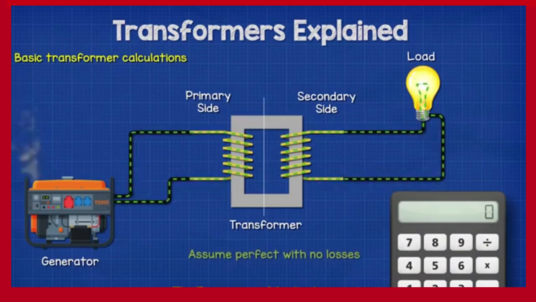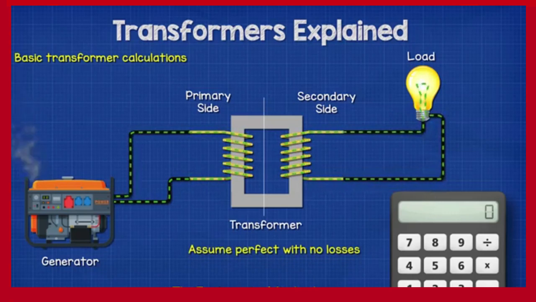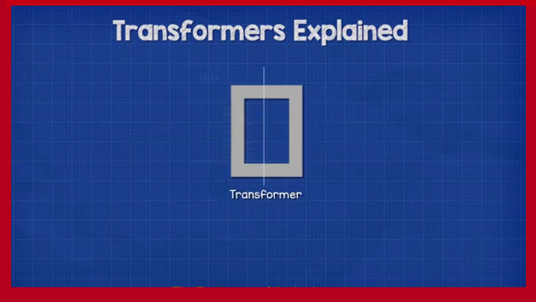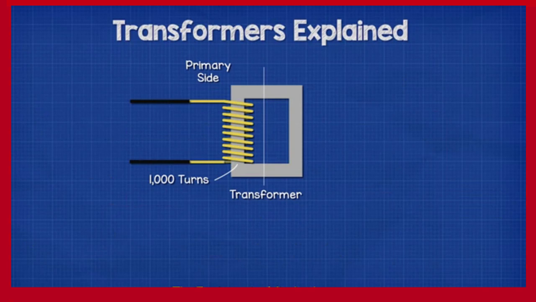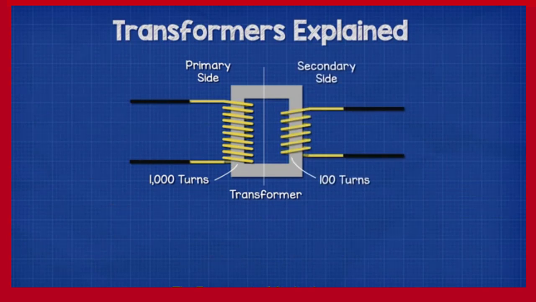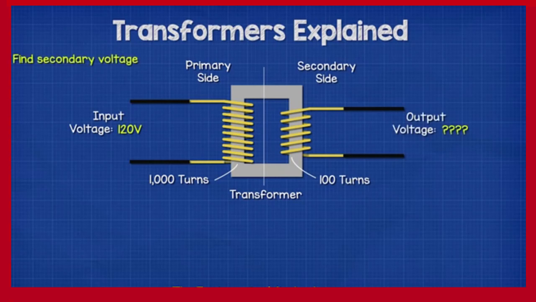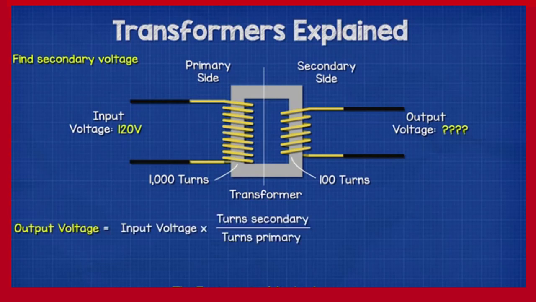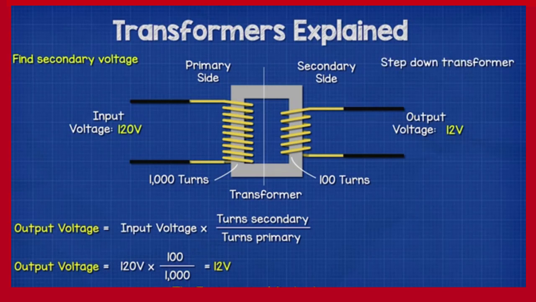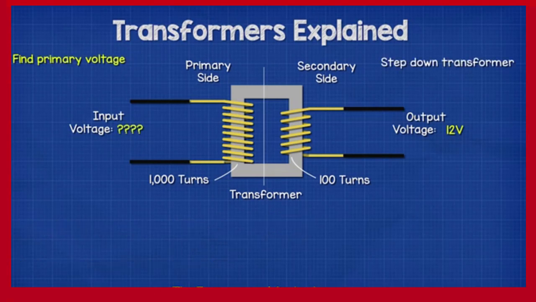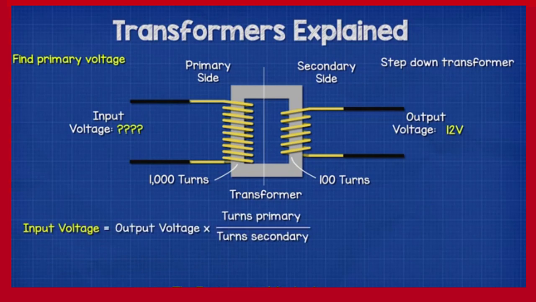Let's run some basic calculations for transformers, assuming it is perfect with no losses. If we had a transformer with 1,000 turns on the primary and 100 turns on the secondary, and we supplied it with 120 volts, what voltage would we see on the secondary side? We can use this formula to find that out, and we see the answer is 12 volts. So this is a step-down transformer. What if we only knew the output voltage and the amount of turns? Well, we could find the input voltage using this formula. And if we input the values, we get this answer.